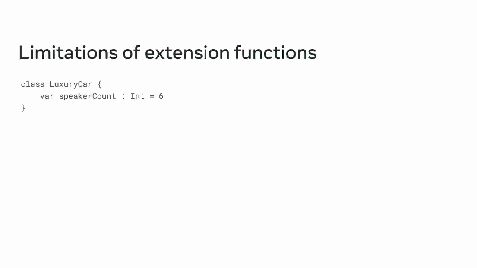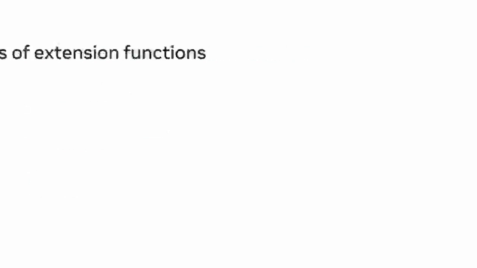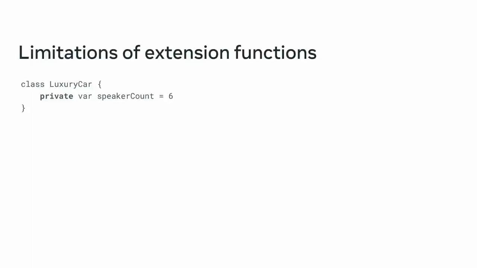Now let's discuss the limitations of extension functions. Extension functions do not allow you to modify the behavior of classes they are defined for. They only provide an alternate syntax that allows the functions to be called using the dot notation with the type for which the function is defined. For instance, for the class luxury car, a function named getSpeakerCount for luxury car that returns the speaker count and takes in the object of the car as a parameter can be rewritten as an extension function for the type luxury car as luxurycar.getSpeakerCount.